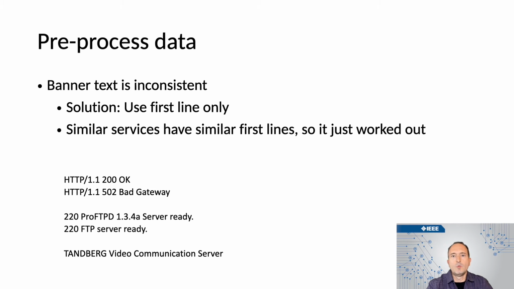With that, we moved to our next problem, which was that banner text is inconsistent. So even in the same tool, different types of services return different information in their banners. Well, we just took the first line and we went with it, because it turns out that inconsistency actually helps us differentiate between different services. Because look, all web servers kind of look the same. FTP, very similar. And then SNMP down there, that Tanberg, looks different. So they group naturally together. So this just worked in our favor and we took advantage of it.